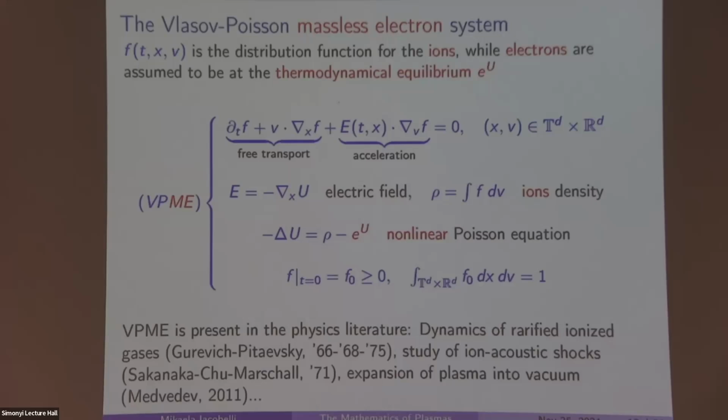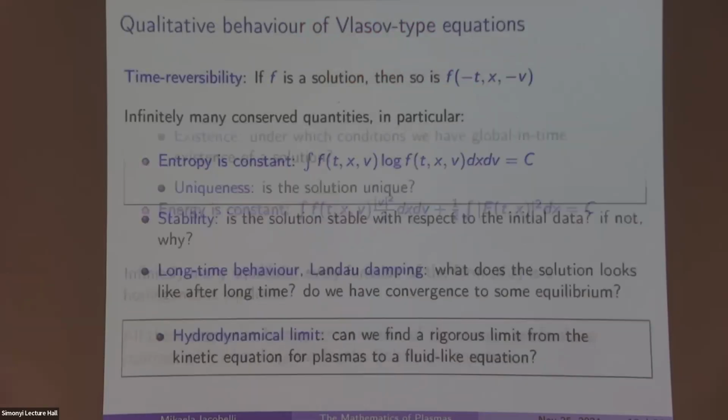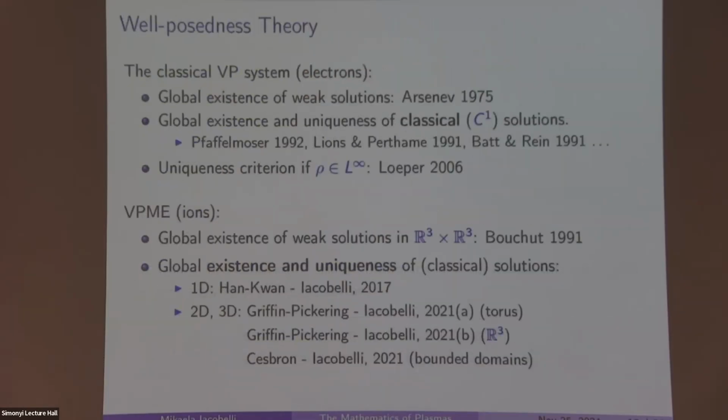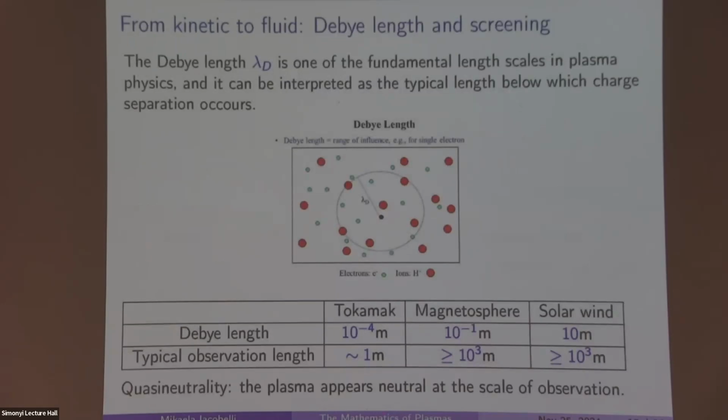So keeping this, you can enforce that at time 0, but showing that this is being propagated is a big difficulty of the whole well-posedness theory. So that was the situation. But now let me talk a bit about how we can have a sort of hydrodynamic limit for Vlasov-Poisson.